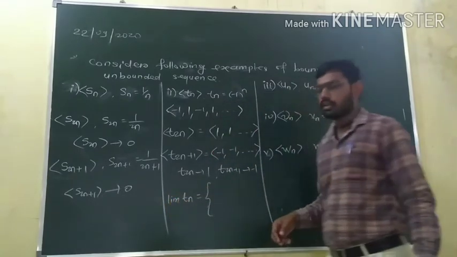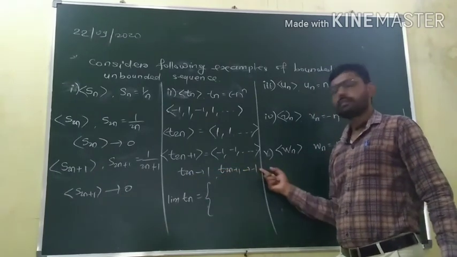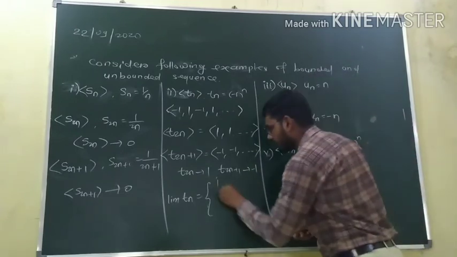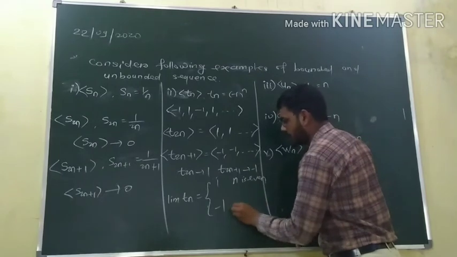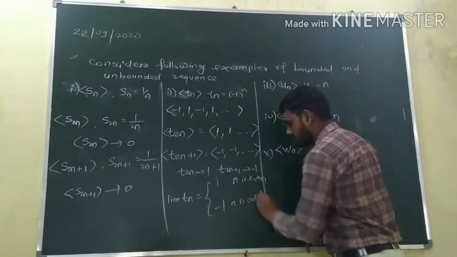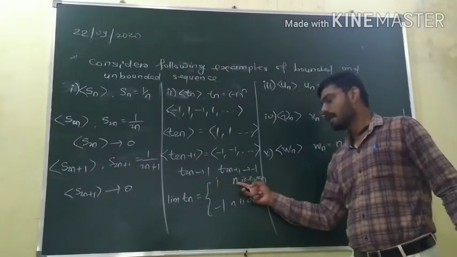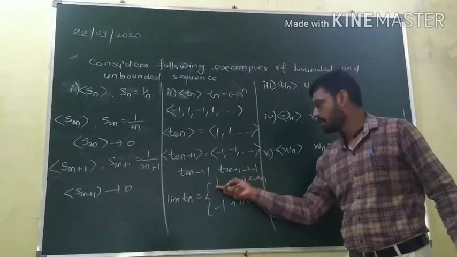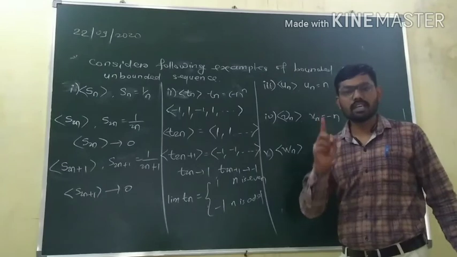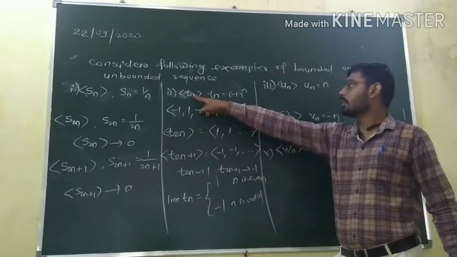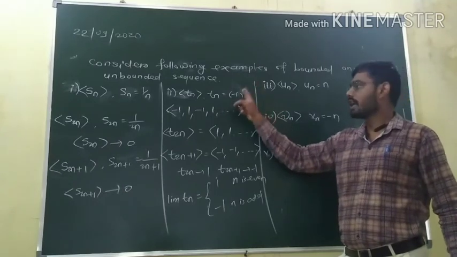is equal to, see, if n is even, the limit is 1. If n is an odd number, the limit is minus 1. So the limit of Tn is 1 if n is even and it is minus 1 if n is odd. See, the sequence has two different limits depending on the value of n. When it is even, the limit is 1; when it is odd, the limit is minus 1. But we know if the limit of a sequence exists, it must be unique. So this sequence minus 1 raised to power n is divergent, does not have a limit.